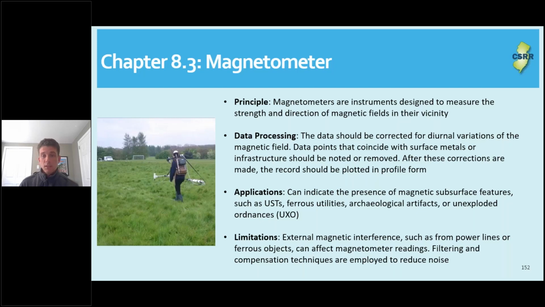Again, one major limitation here is that any magnetic or ferrous material near the study site is going to cause problems. So, if there's a lot of infrastructure around, that's really a limiting factor for its use. So that being said, the common application is to look for ferrous objects or USTs. So I have an example of that on the next slide. So next slide, please.